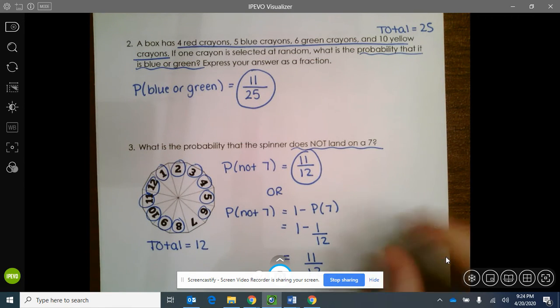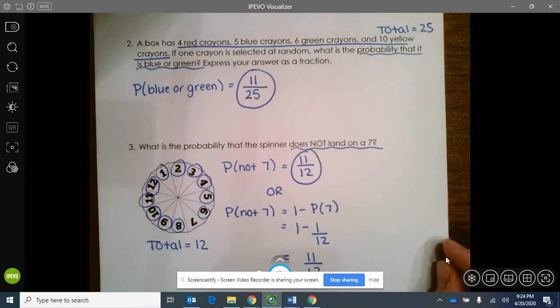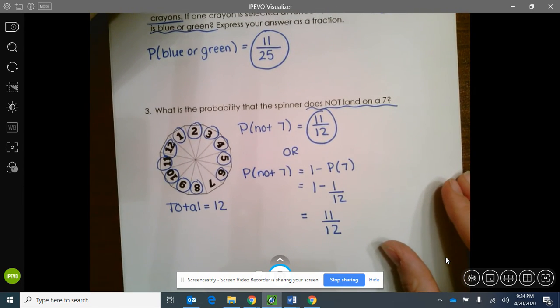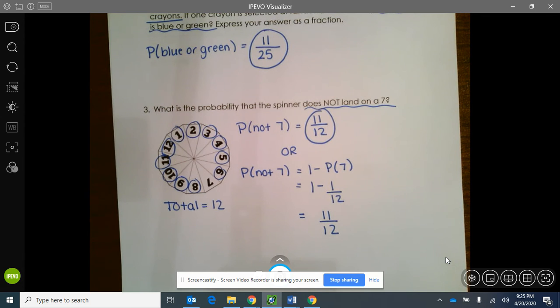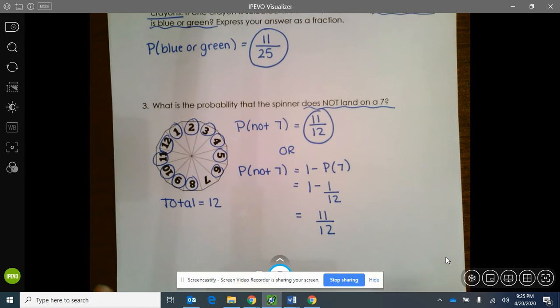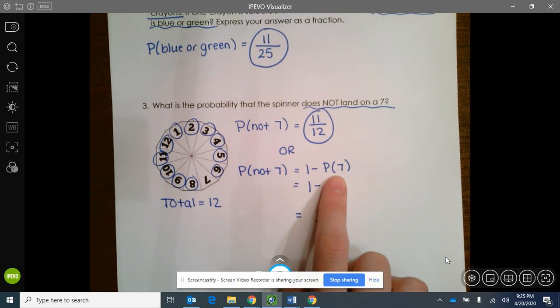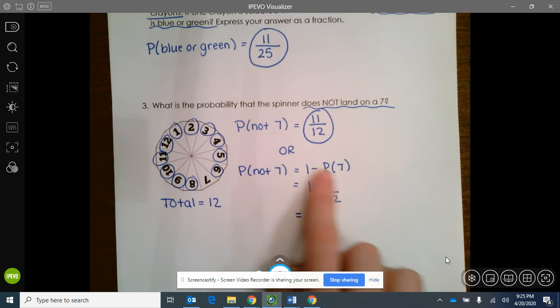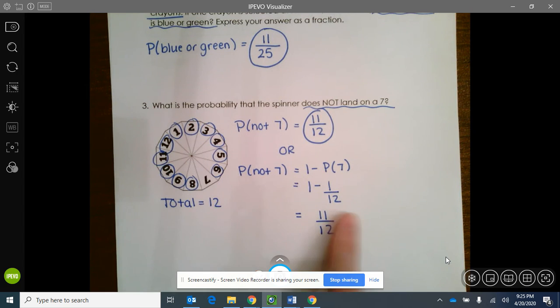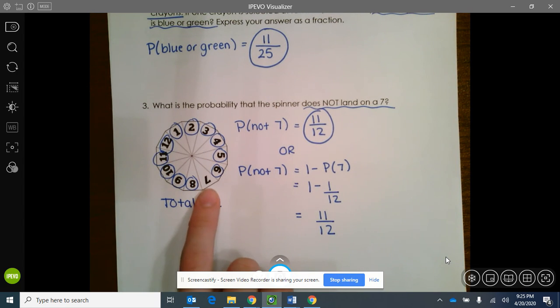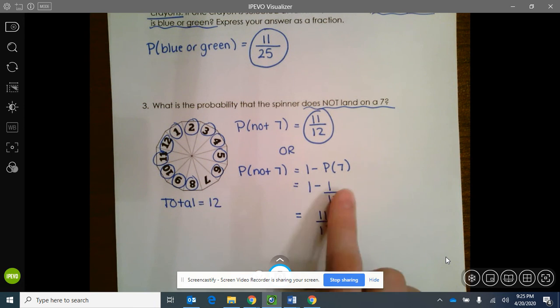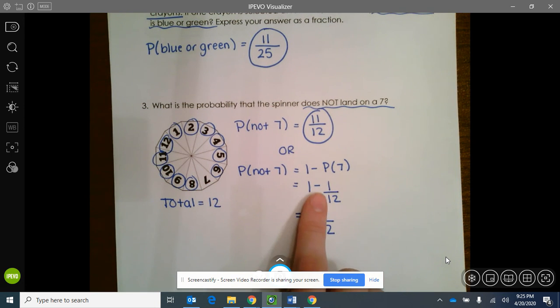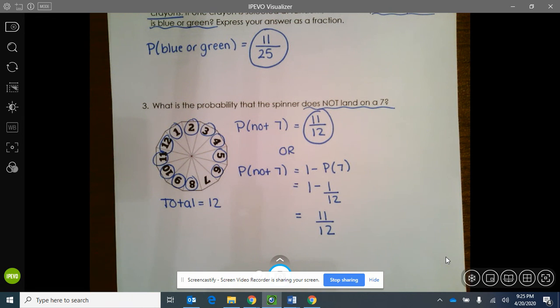Now, another way that you could do this would be to take the probability of getting a 7 and subtracting it from 1. So remember, the probability of something happening and something not happening should always add to 1. So if you want the probability of not a 7, you can take the probability of getting a 7 and subtract it from 1. So the probability of getting a 7 on this spinner, if there are 12 total outcomes and one section has a 7, that would be 1/12. So if I take 1 minus 1/12, I still get that 11/12. So either way, your answer for number 3 should have been 11/12.